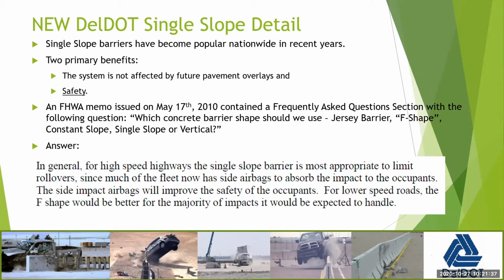But after that, you're affecting the geometry of the face of the barrier, which is not good. So the single slope barrier, you can conceivably overlay in front of that barrier all the way up to its minimum effective height and not affect the geometry of the face of the barrier. So that's a good reason. But the more important reason for our application here in Delaware is safety.